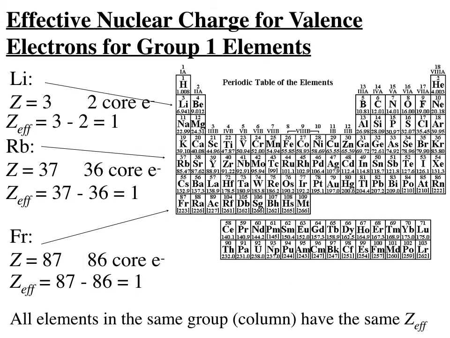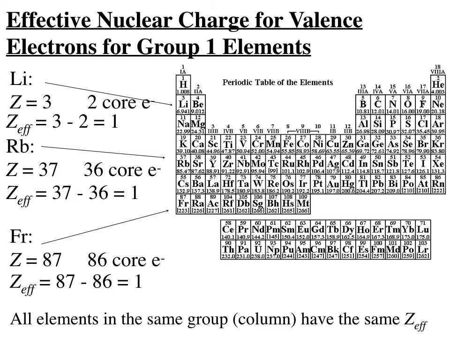Let's look at some examples of finding Z effective for the valence electrons in group 1 elements. Group 1 elements are column 1 elements headed by hydrogen, and then followed by lithium, sodium, and so forth. So let's go to lithium. Lithium is in box 3. That means Z is equal to 3.